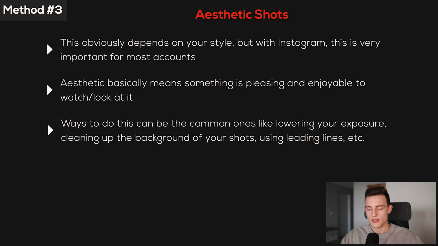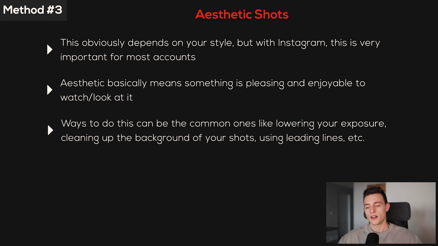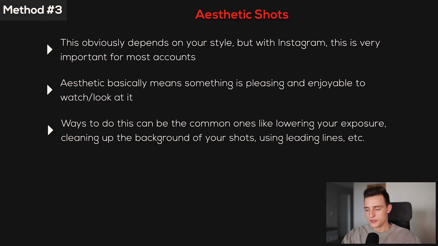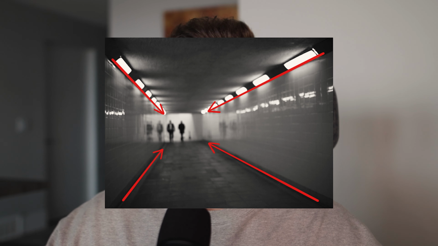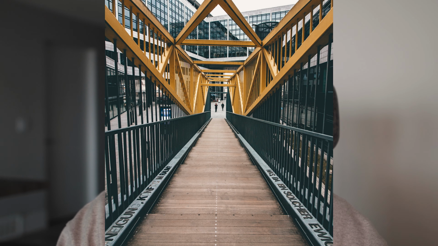So ways to do this can be the common ones like lowering your exposure. You see this all the time on Instagram. It looks cool. It looks very nice. People like that look. Cleaning up the background of your shots. Obviously, that's very obvious and it's something that you definitely should do, but some people don't do it. It only takes a few extra seconds to clean up the background, all the mess that's on your desk, whatever it may be, and get a nice aesthetically pleasing shot rather than something that has a bunch of mess in it. Also, I said use leading lines. If you don't know what those are, they're just lines leading to the subject of your shot. I'm not going to do a video course right now, but that's something else to incorporate if you want to.